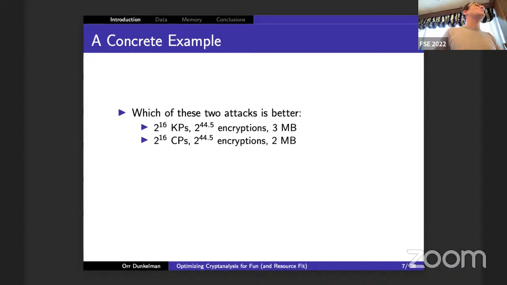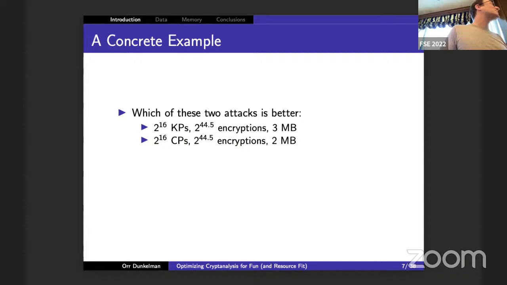So you need 3 decimal digits in the... it's 2^44.5. Which of the two attacks is better? It's an interactive talk. So those in favor of the non-chosen-plaintext attack, raise your hands. Those of you in favor of the chosen plaintext attack, raise your hands.